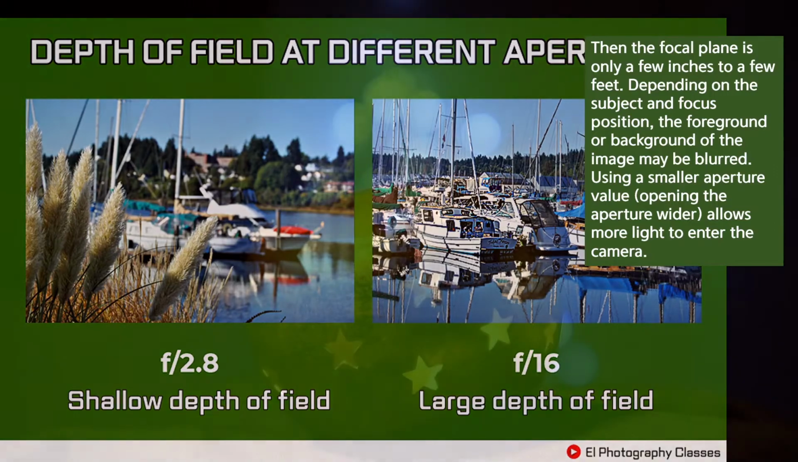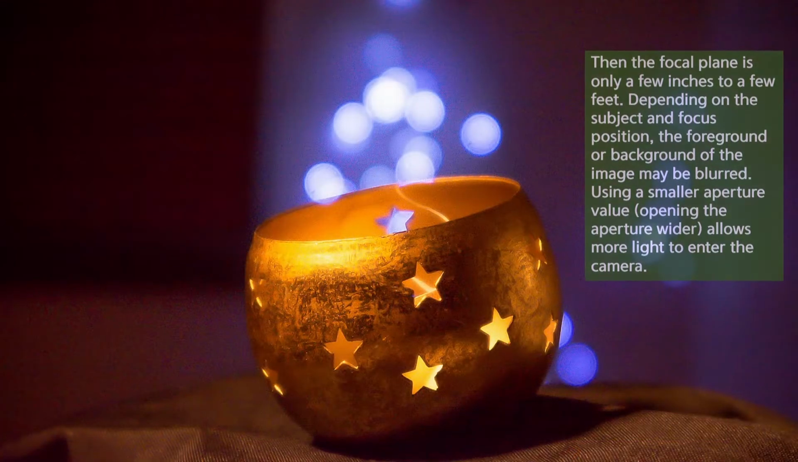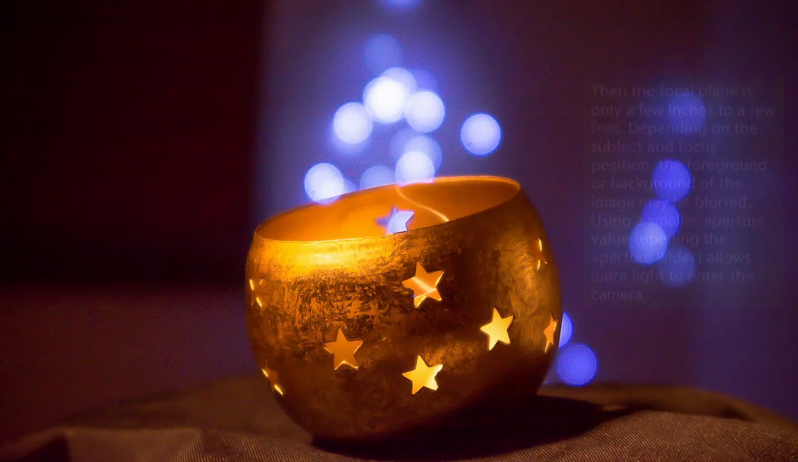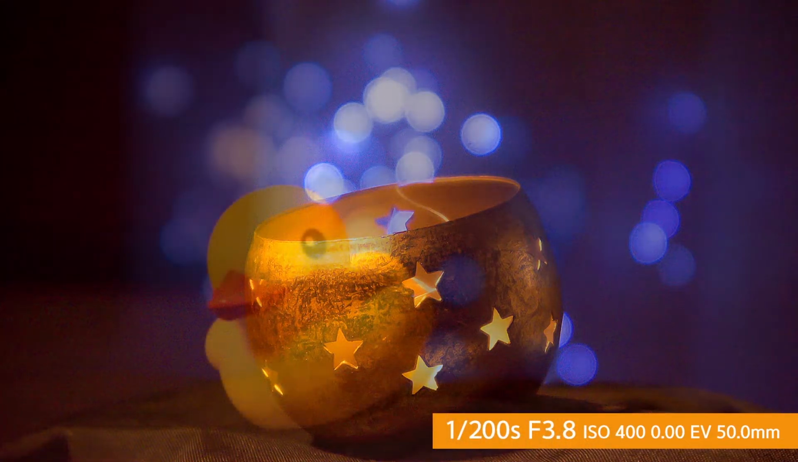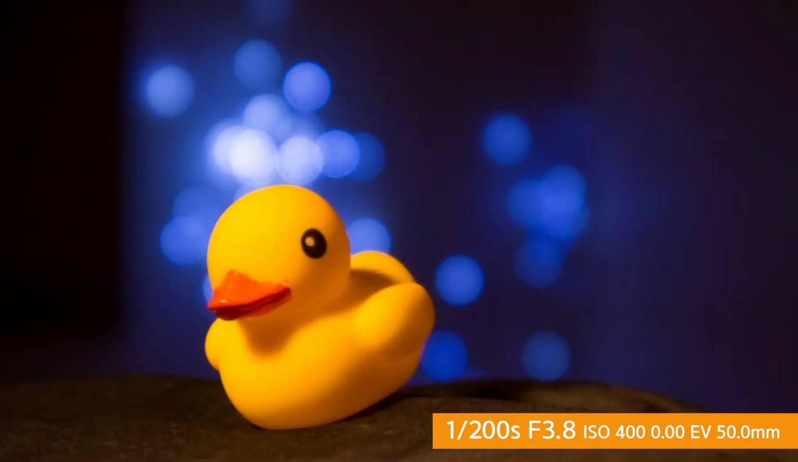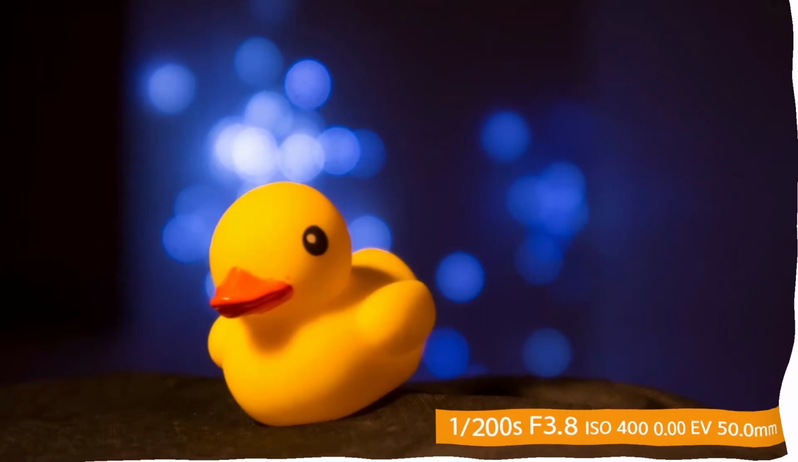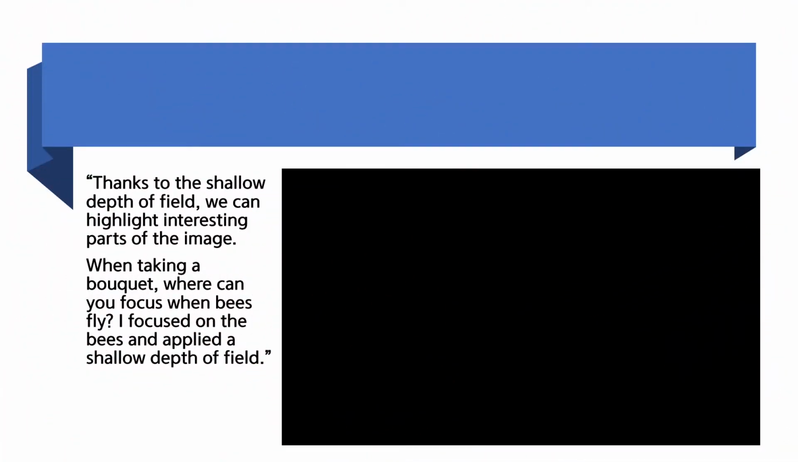Using a smaller aperture value, opening the aperture wider, allows more light to enter the camera. Another way to get a shallow depth of field is to reduce the distance between the camera, subject, and background. Even if you don't have a lens that can open the aperture very wide, like f/1.4, you can get a good effect by zooming in after moving away from the subject, or detaching from the background.